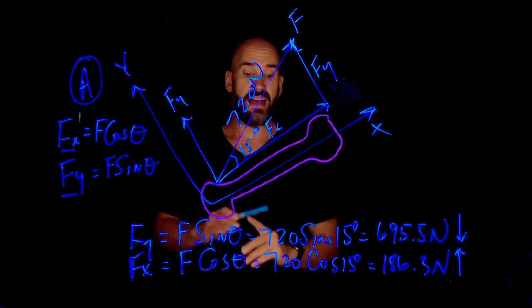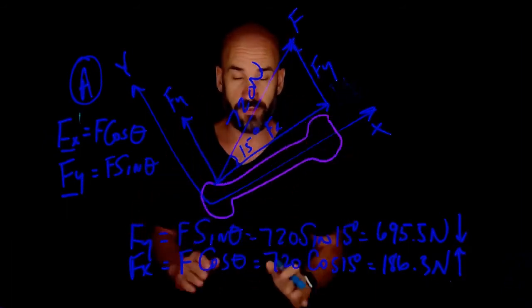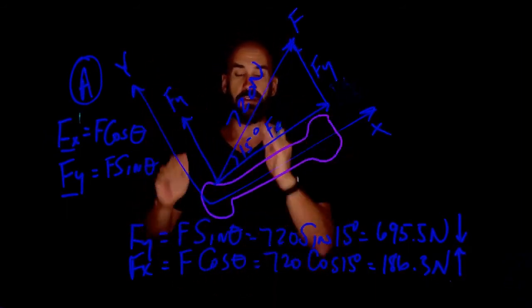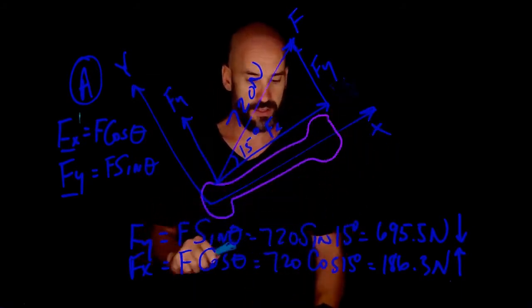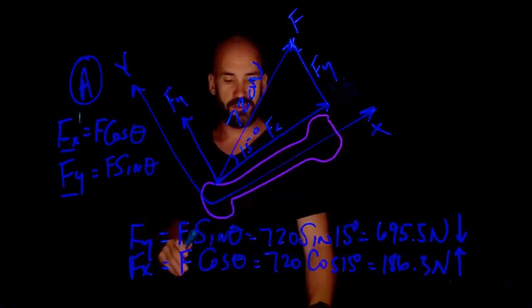The next slide has a summary of everything we've learned so far, how to get the magnitude and the direction from the components, and how to get the components from the magnitude and direction. Use that as a reference if you need to.